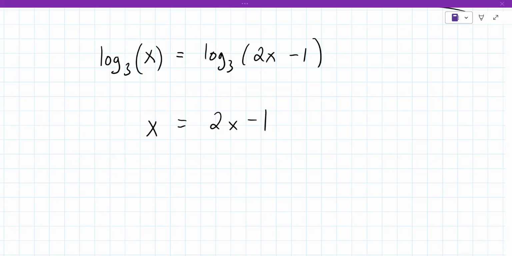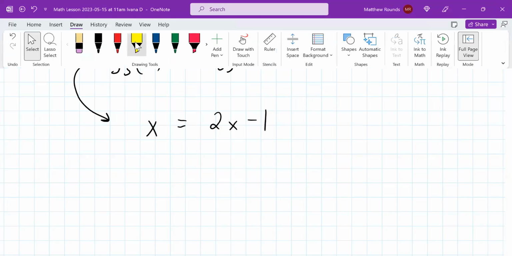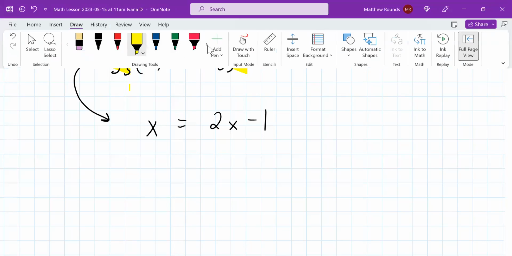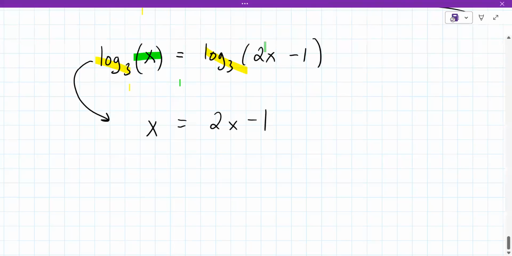So for this one so far, I haven't gotten the answer. You're solving this equation down here. Yes, this right here becomes this because the logs are the same. Because the log base 3 is the same in both, you set the inside parts equal. Okay, that makes more sense. You set x equal to 2x minus 1. So x equals 2x minus 1.